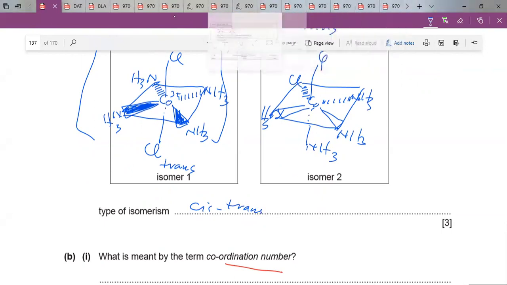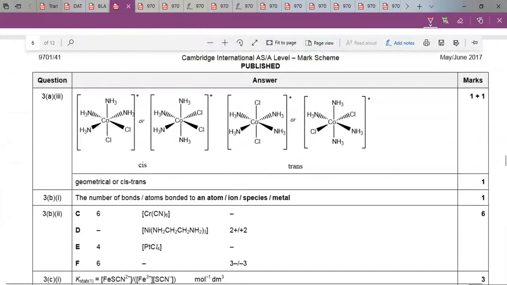Now let's look at the marking scheme. See now, they draw the 3-dimensional, the hard line right up here. Now this is called cis, can be here or the side here again, same as it. Trans is opposite each other, or can be opposite each other on the square planar here. Cis-trans isomerism.